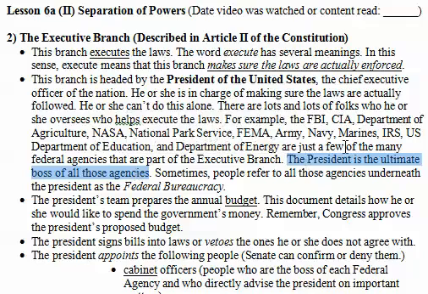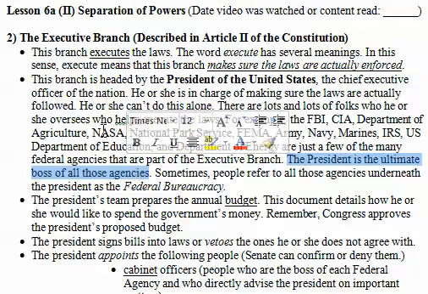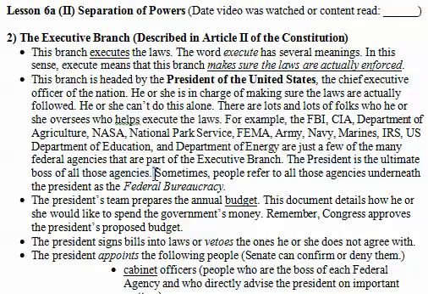So the president is ultimately in charge of the CIA, NASA, and all those other things. Sometimes people refer to all those agencies underneath the president as the federal bureaucracy. Bureaucracy is just a big collection of organizations that do stuff, and federal refers to the federal government. So if you put all this together, the FBI, the CIA, FEMA, the Department of Agriculture, all that, some people call that the federal bureaucracy.